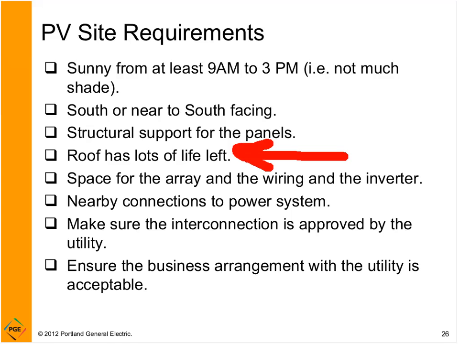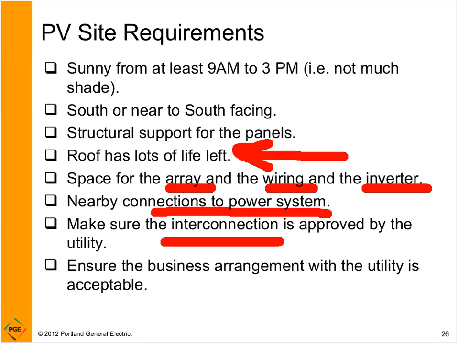You, of course, want to have space for both the array and the inverter and the wiring in between the two. You don't want to have big distances if you can avoid it, because that makes the wiring more expensive. You want to have a connection to the utility nearby, and you want to make sure the interconnection is approved by the utility. It's best to talk to the utility as early in the process as you can to find out what's going to be involved with those interconnection expenses, and also to finalize the business arrangement with the utility.